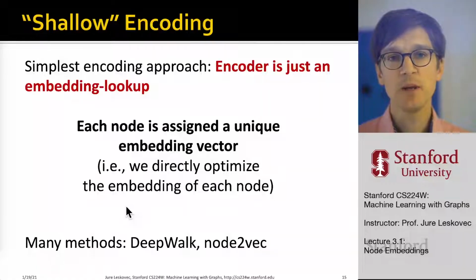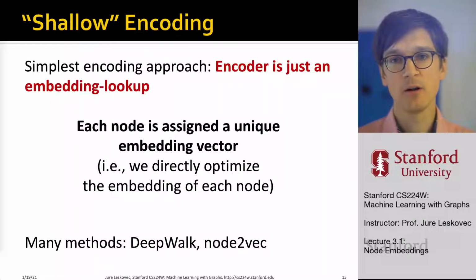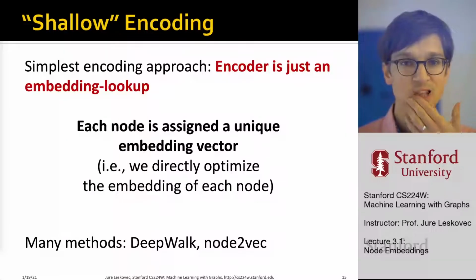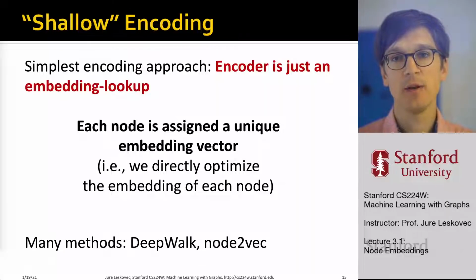So this means, as I said, each node is assigned a unique embedding vector, and the goal of our methods will be to directly optimize or learn the embedding of each node separately in some sense. And this means that there are many methods that will allow us to do this. In particular, we are going to look at two methods. One is called deepwalk, and the other one is called node2vec.